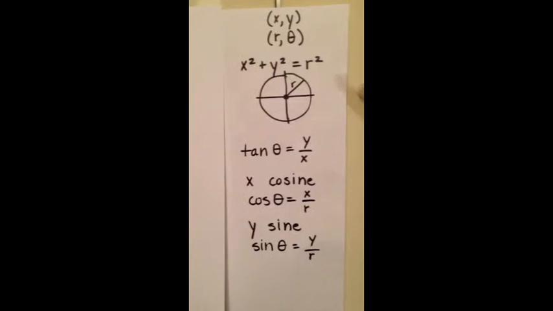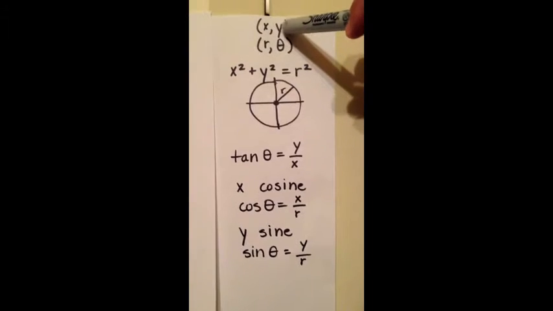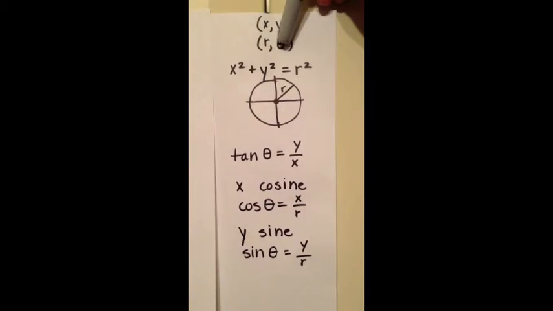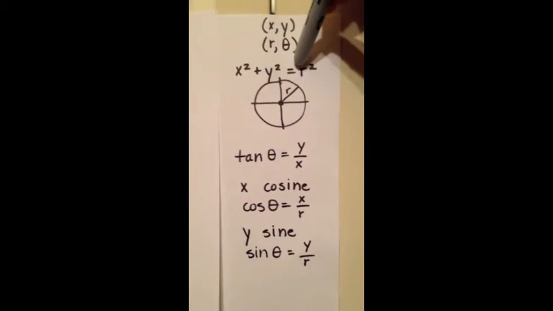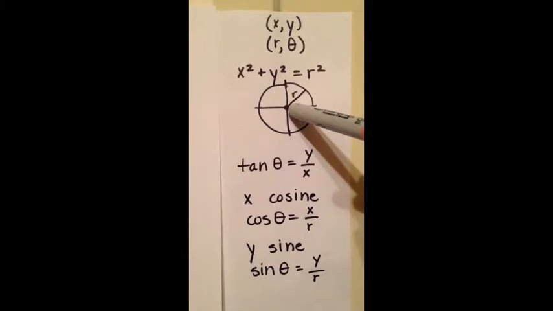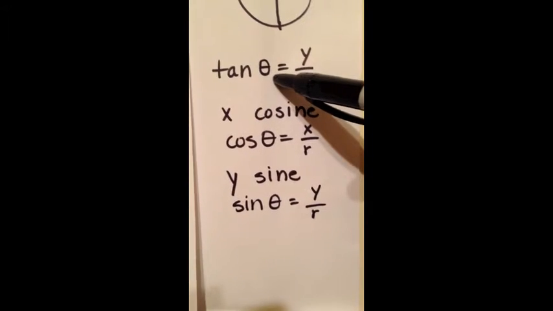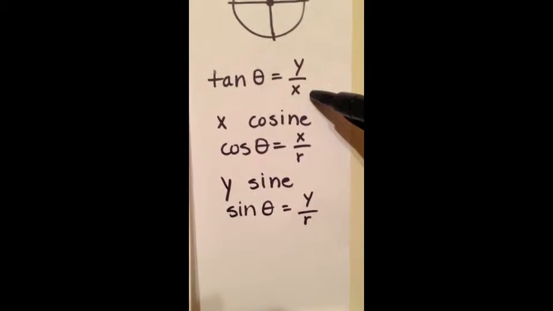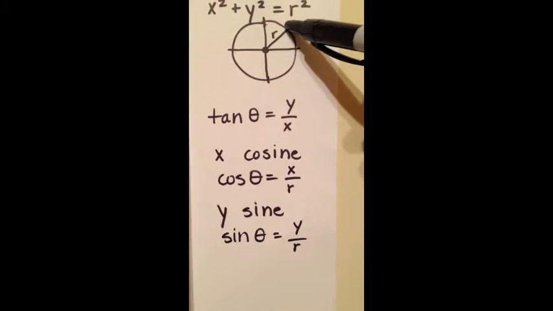For rectangular coordinates to polar coordinates, you have to know the relationship between x and y to r and theta. X squared plus y squared equals r squared. This is the equation for a circle centered at the point of origin. There. We know tangent of theta equals y over x. This is our angle, or our radius.